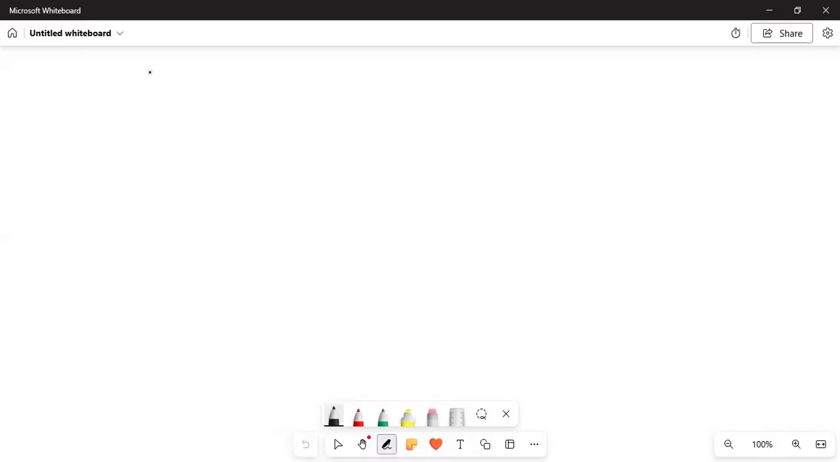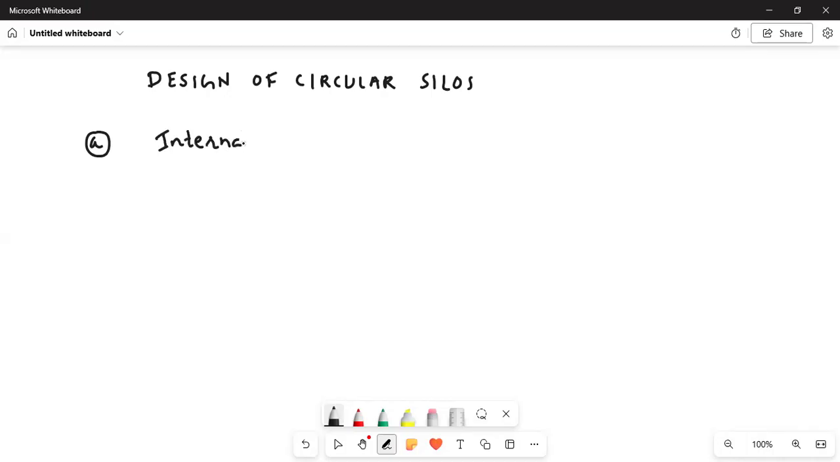Design of circular silos. Here we will directly do the design problem. In the problem statement, the internal diameter is given, which is 6 meter.